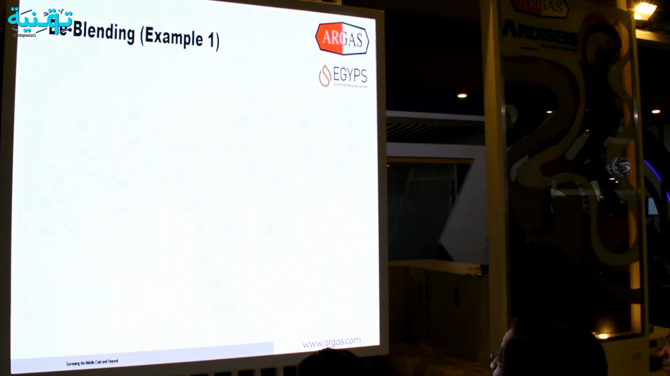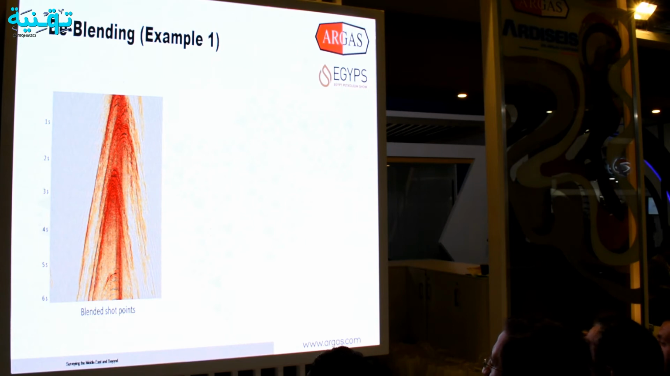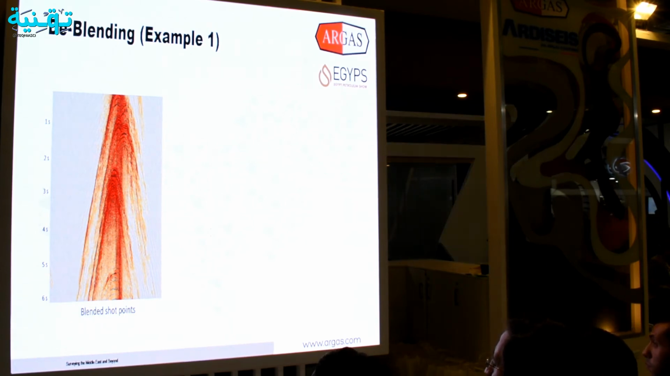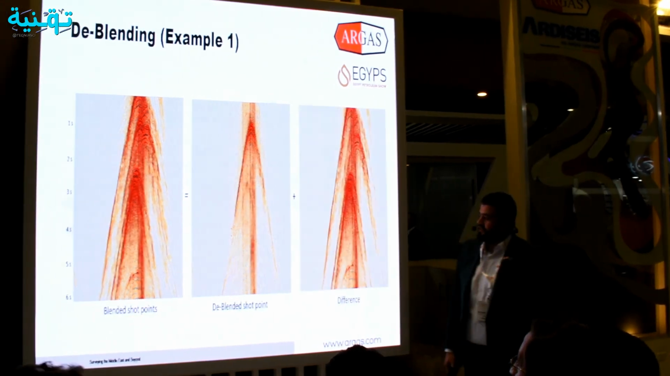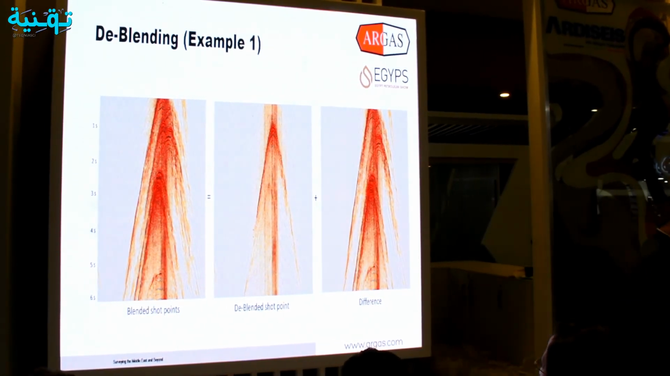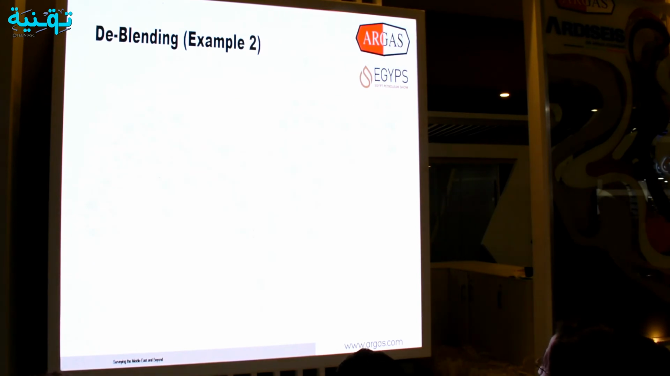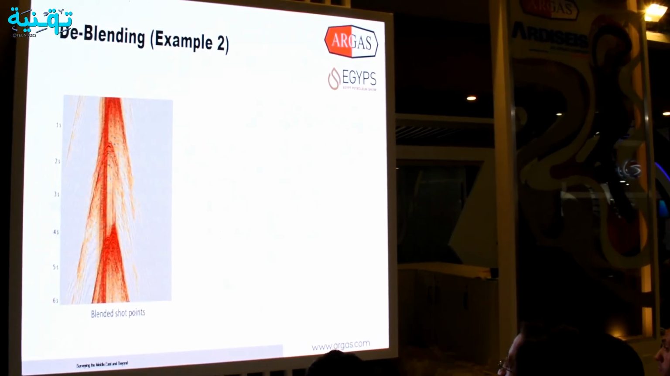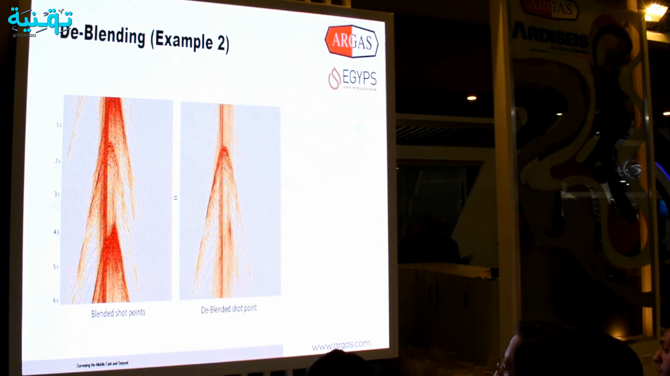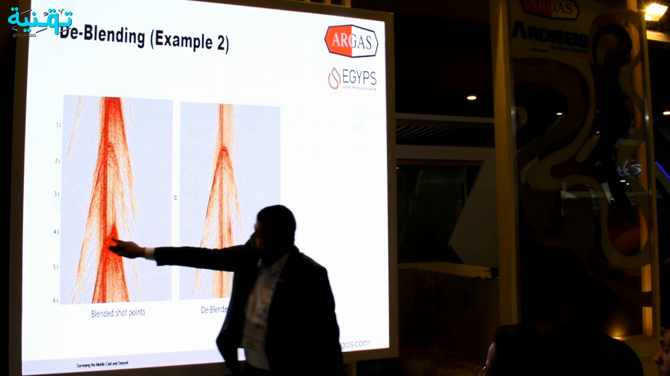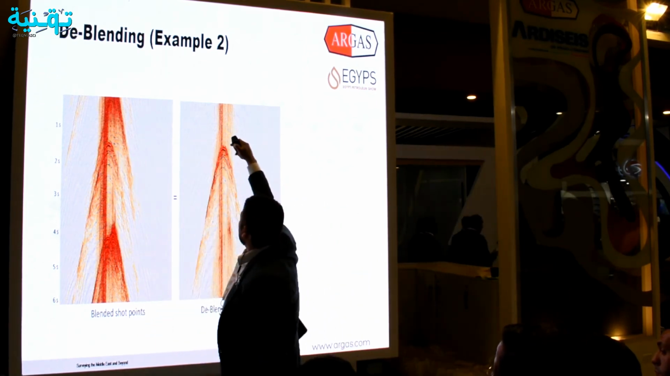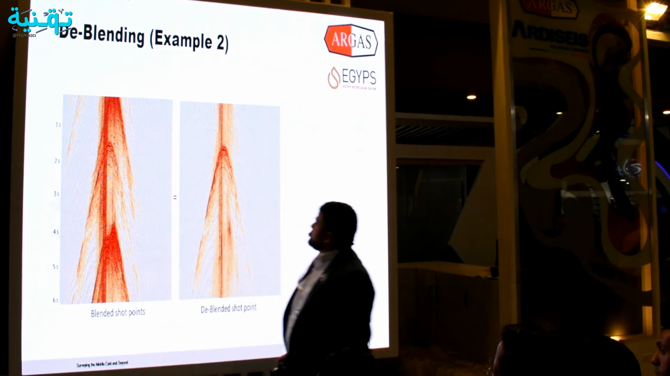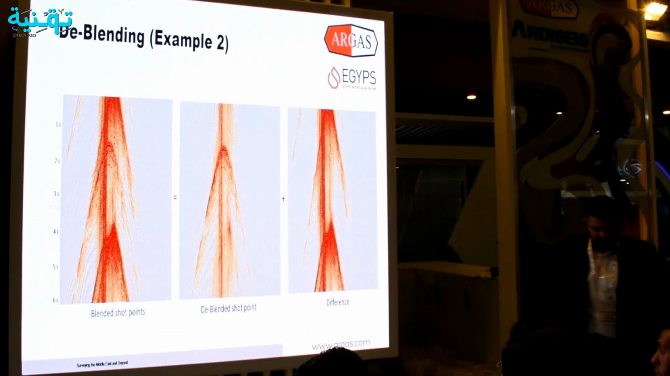This is the de-blending example, where we have one receiver line here with blended shot points. This is the same line after de-blending, and these are the differences, so the other vibe interferences. Example 2, blended shot points, data after the de-blending, the same receiver line. So we have removed all these interferences of different types, and we just kept our main shot point. And these are the differences.